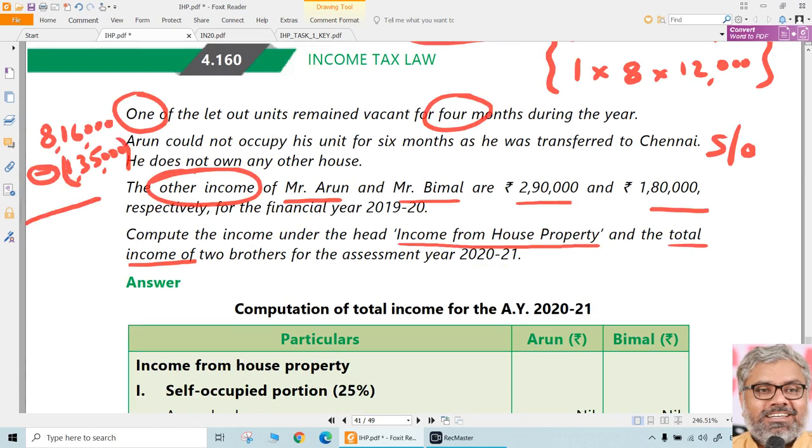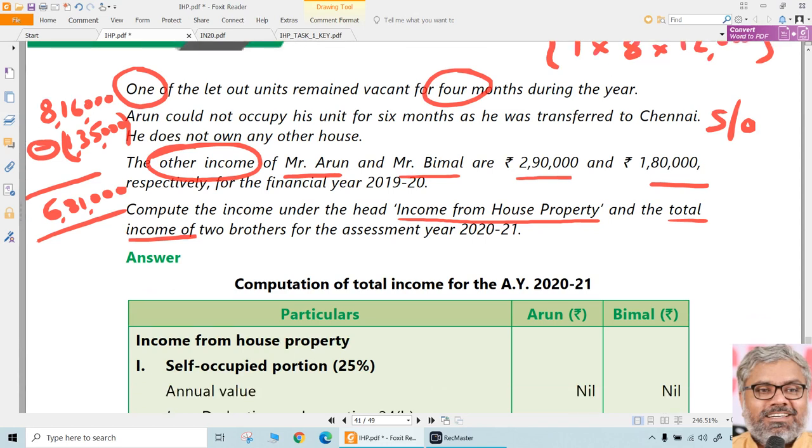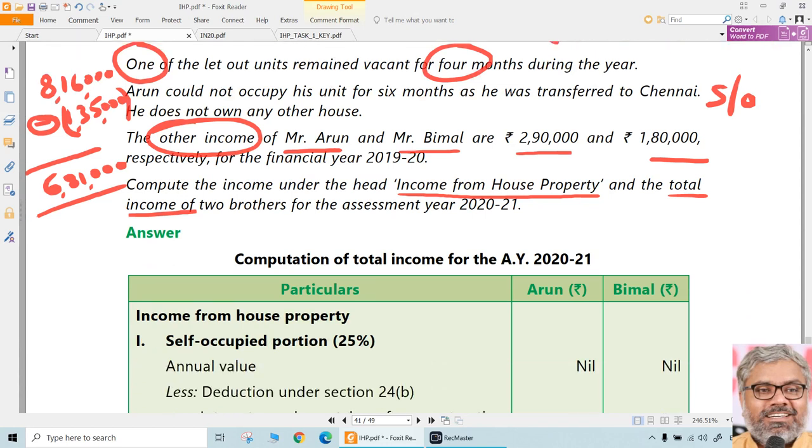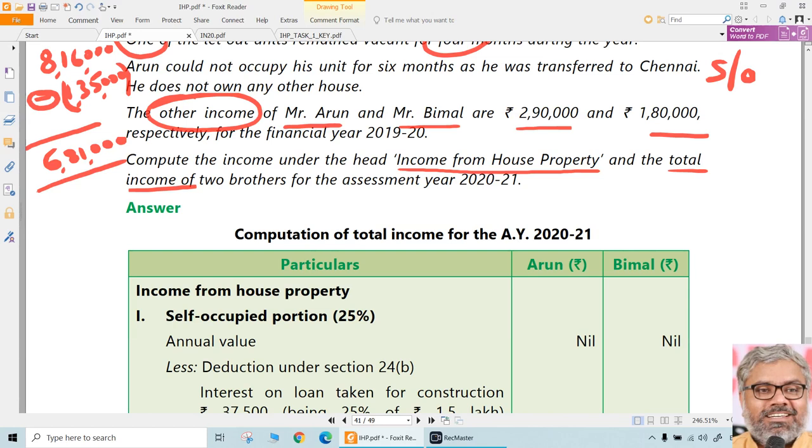Then what is net annual value? How much is net annual value? 816 minus 135 will give us 6 lakhs 81,000. Okay. Then give 30% deduction under 24A. That comes to 2,04,300.